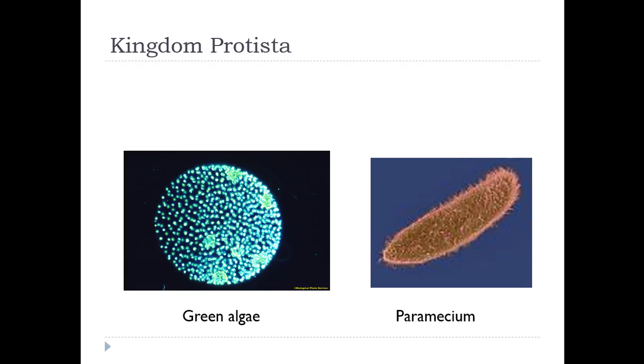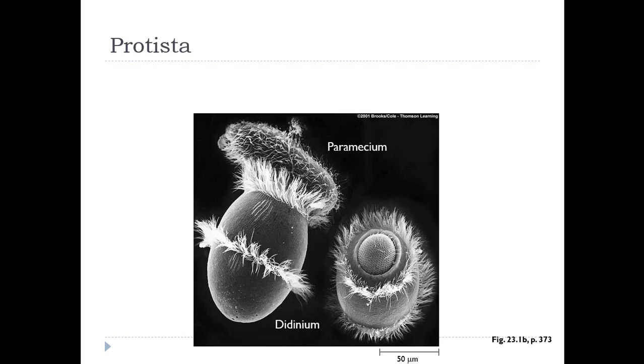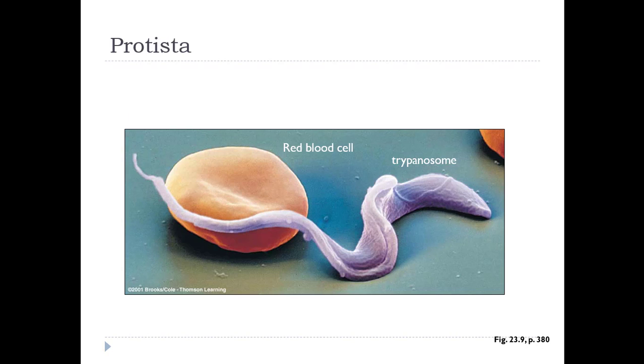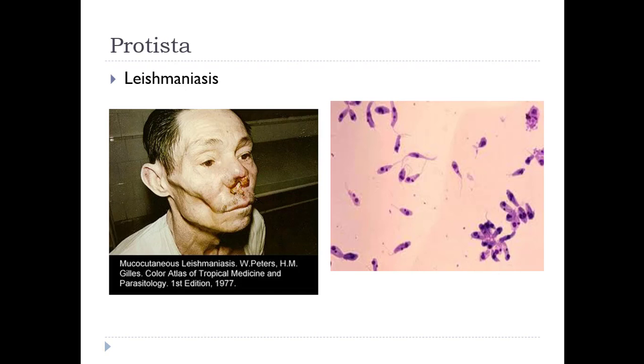Here's some examples: green algae and paramecium. And some more examples. There's an amoeba you have to watch out for. A trypanosome. Can't speak too much on that one. Here's a pathogenic form of the Protista. So the mucocutaneous leishmaniasis. And as you can see from the picture here, they're motile. I guess these are flagella on them.